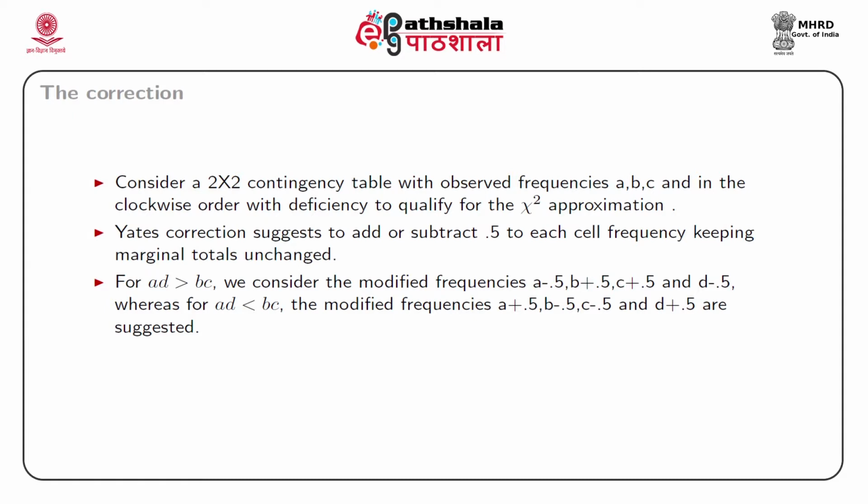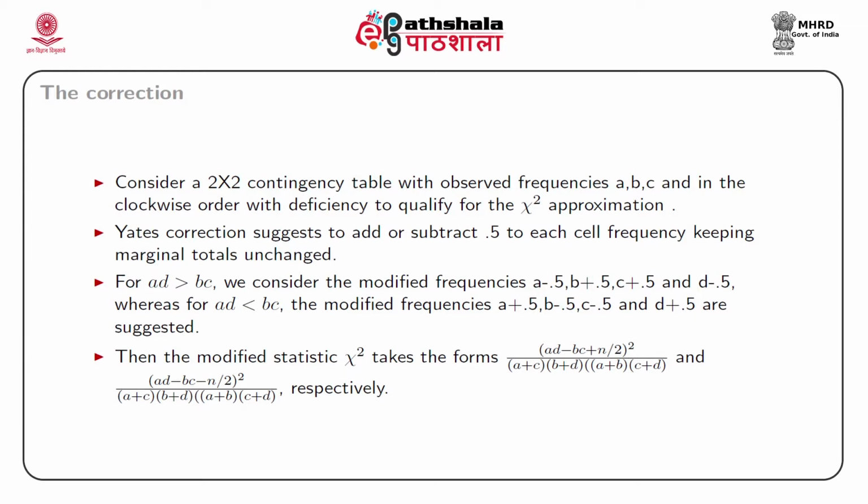So in the former case, the modified chi-square statistic takes the form AD minus BC plus n by 2 whole square divided by A plus C, B plus D, A plus B, C plus D. And in the latter case, the only change is that instead of AD minus BC plus n by 2, we get AD minus BC minus n by 2. So using this corrected statistic, one can perform usual tests using chi-square approximation for 2 cross 2 contingency tables.